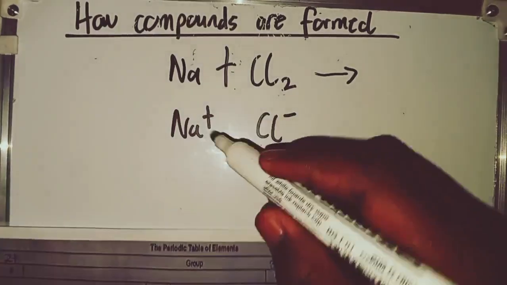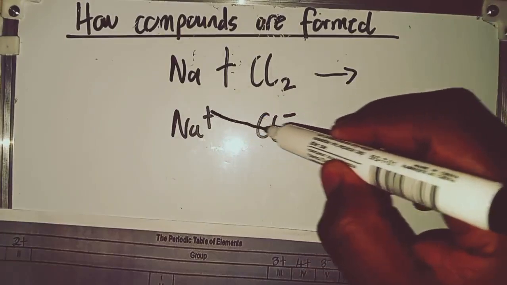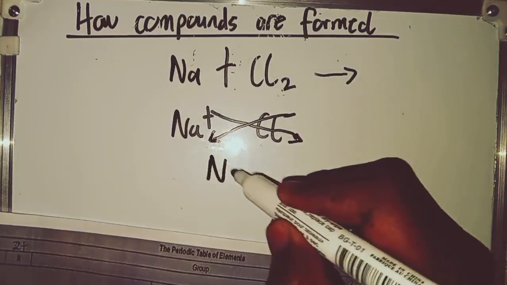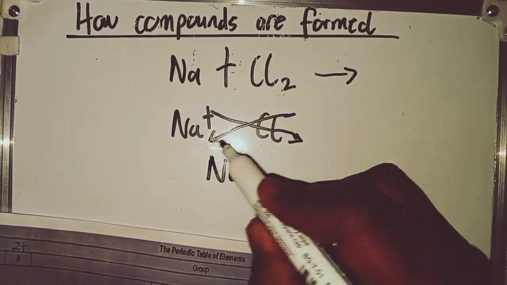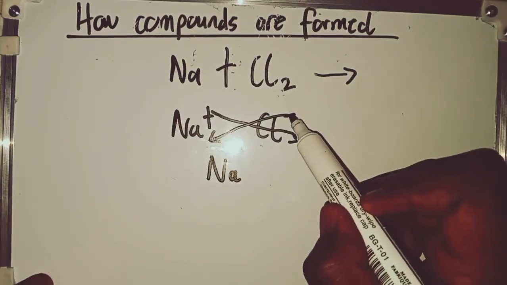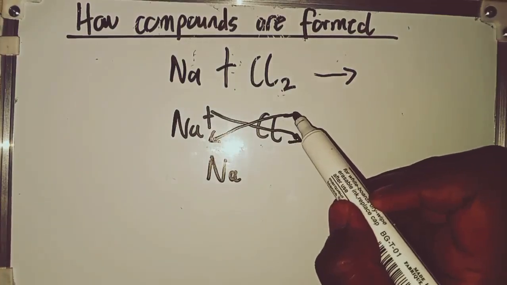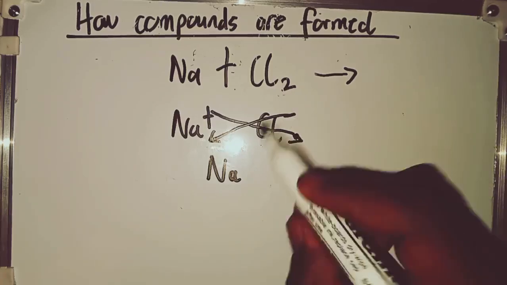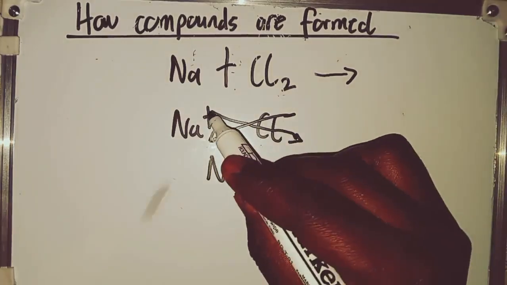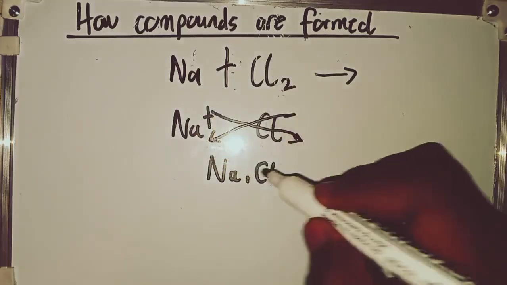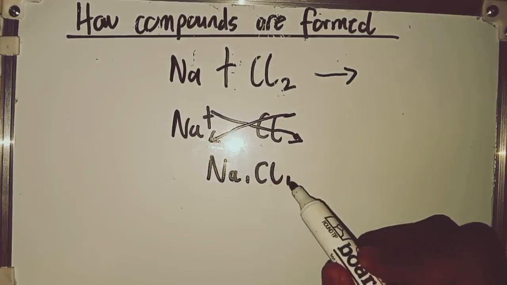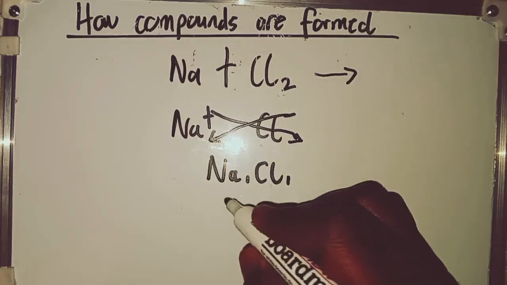When they react, the charge for sodium drops here, and this one drops there, such that when we write the compound, the formula will be like this. Na, the number which comes here is coming from the charge of chlorine, which is 1. It's minus 1, but we only take the number. And for chlorine, the number which comes here is coming from the charge of sodium, which is plus 1. We only take the 1. So this one means we've got 1 sodium, and this one means we have 1 chlorine.